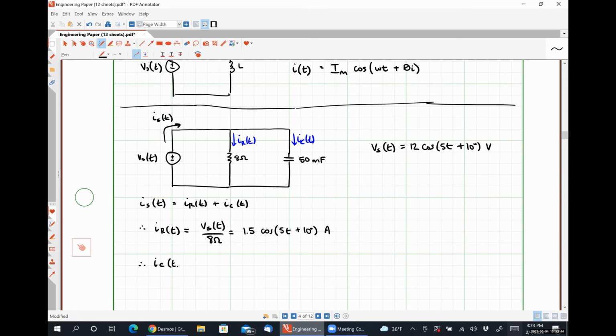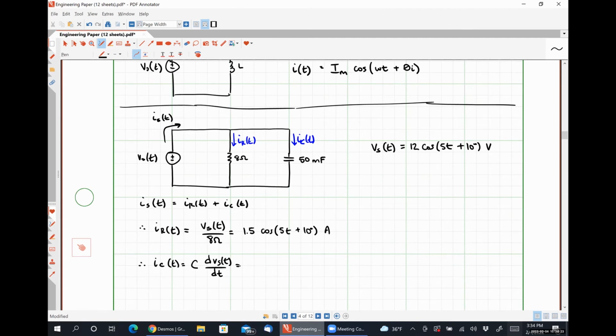IC of t. So we know that the current that flows through a capacitor is the capacitor value times the derivative of the voltage across the capacitor. Since the voltage across the capacitor in this case is just our source voltage Vs of t, we can say that IC is C dVs by dt. Anybody fundamentally have a problem with that? Nobody's saying that they don't like it.